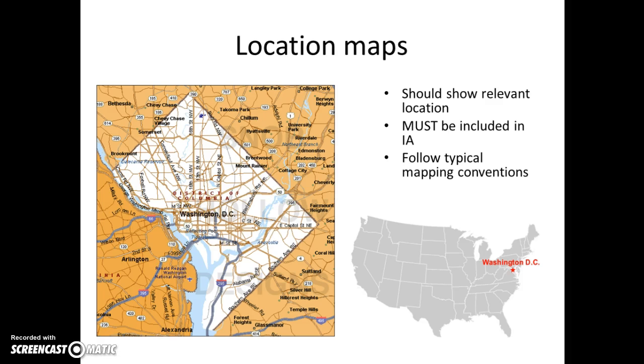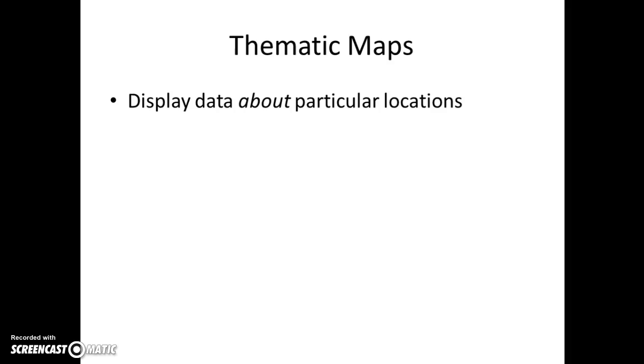Location maps are the maps that you're used to seeing to get around from place to place. They show the relevant location. You're going to have one of these in your internal assessment, and they need to follow mapping conventions. That means things like north is at the top, there's a scale, there's a key perhaps.